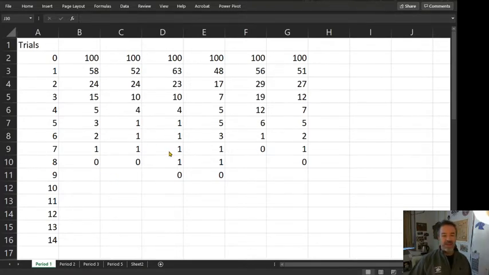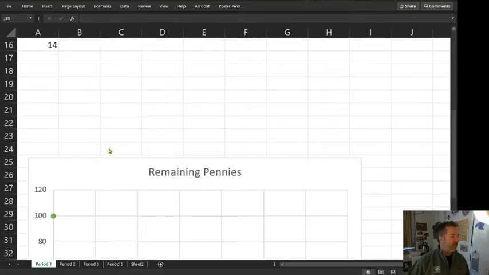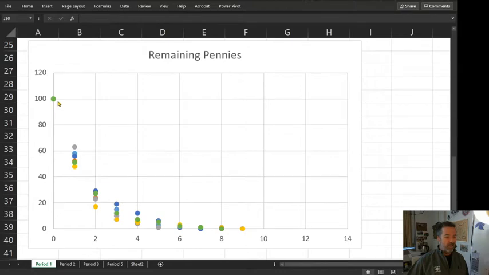If I look at this as a graph, you can see I've also plotted these. This first dot right here shows the initial 100 pennies that everyone has. Then there are all these different groups, and you can see how many pennies each group had after the first trial, second, third, fourth, and fifth. As we look at this, we can see clearly the pennies are decaying. In fact, the probability that any particular penny will stay is 50%. 50% it's going to be heads, 50% will be tails. So we see this thing that we call decay, and it's actually exponential decay.